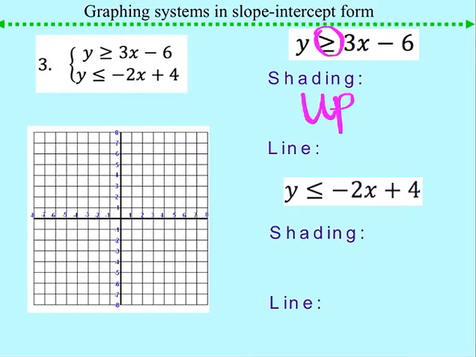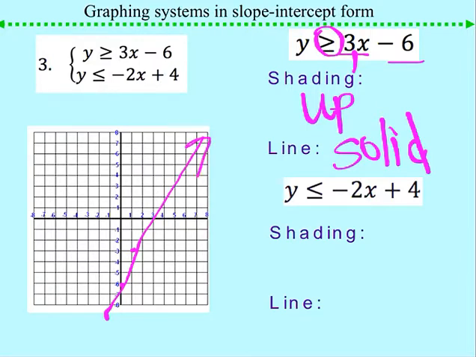Okay, then I notice that there's a line underneath it, so I know my line needs to be solid. So I'm crossing the y-axis at a negative 6, and then my slope is 3, which is the same as 3 over 1. So I'm going to go up 1, 2, 3, and over 1. Then I'm going to connect the dotted lines. And then I want to shade up.